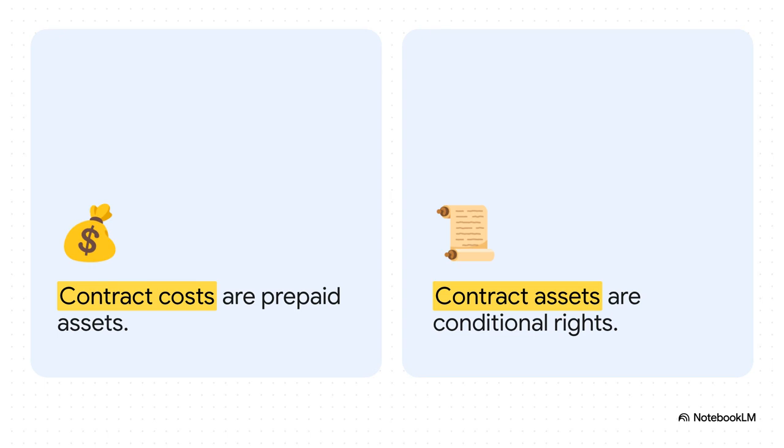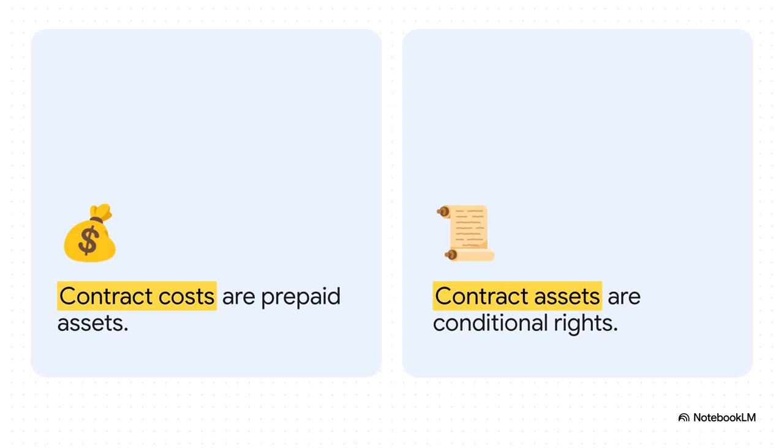Now let's see how this builds into one of the absolute most critical distinctions in revenue accounting. ASC 340-40 contract cost assets are entirely different from ASC 606 contract assets. Teams constantly mix these up, mostly because they both literally have the word contract in the name. But here is the reality. Contract cost assets are prepaid costs. You've already spent the money to get or fulfill the contract.